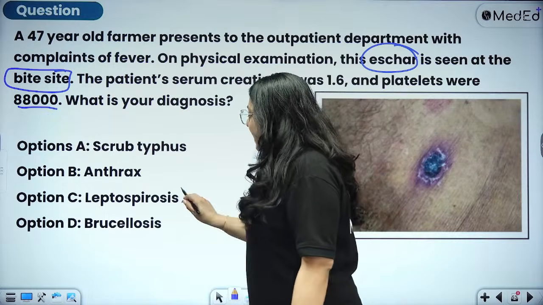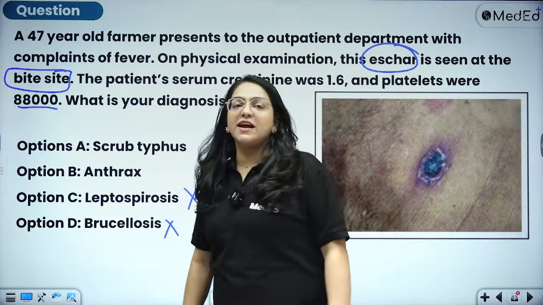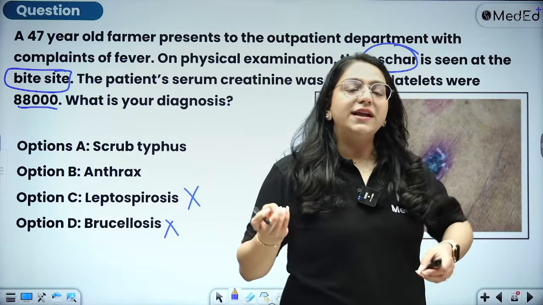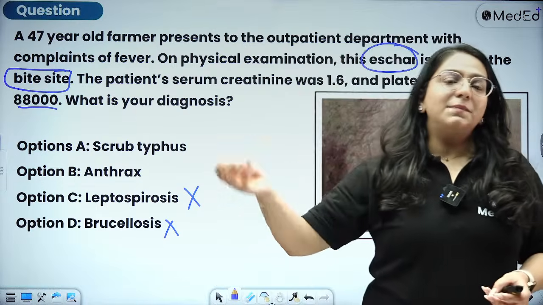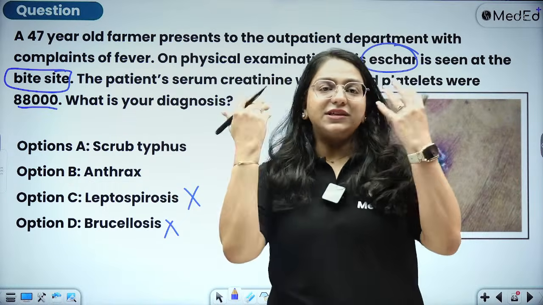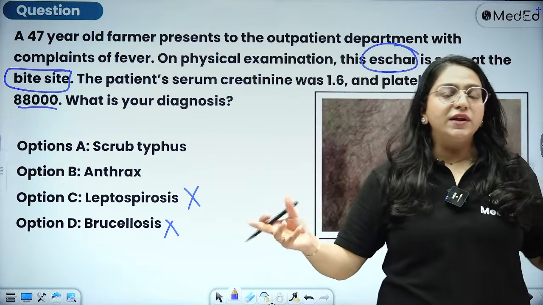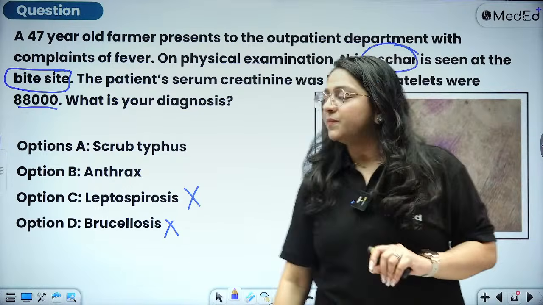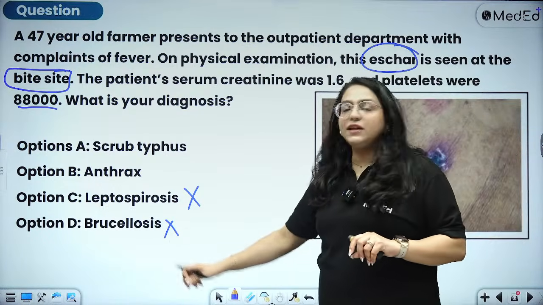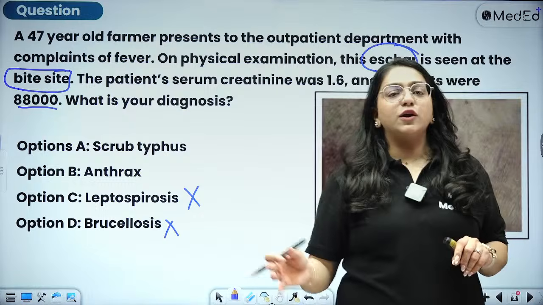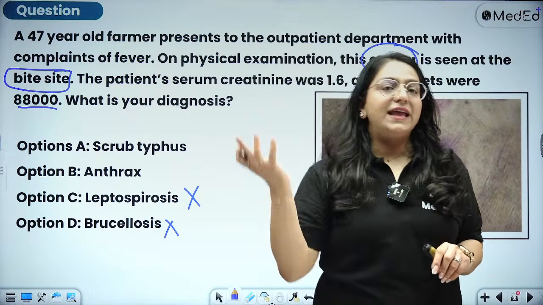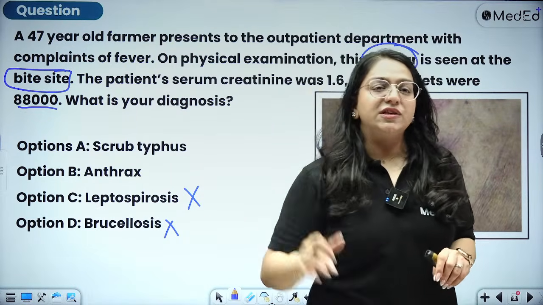Scrub typhus. See, leptospirosis is out of the question. Brucellosis is out of the question. Leptospirosis is hepatorenal syndrome, hepatorenal hemorrhages, conjunctival suffusion, rat urine or the sewage worker, etc. Brucellosis is definitely not this. That is Malta fever or Mediterranean fever, a typhoid-like illness, or raw milk ingestion.